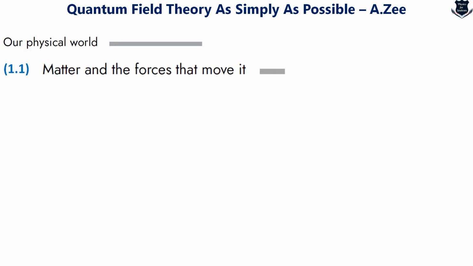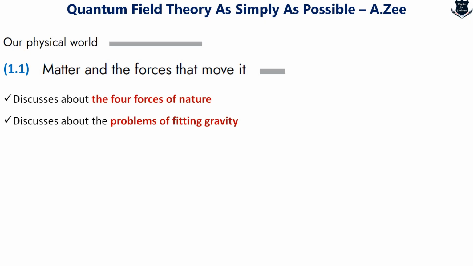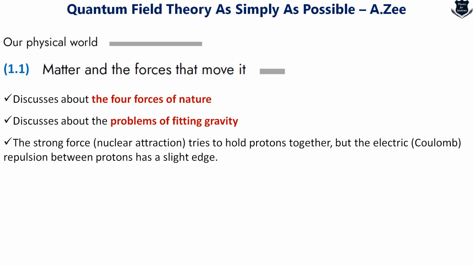We move on to the core part of the book, where our physical world, the professor has divided into different parts. In 1.1, he talks about matter and the forces that move. Here he talks about the 4 fundamental forces: electromagnetism, strong, weak, and gravitational forces. And he discusses the problem of why gravity is not fitting.